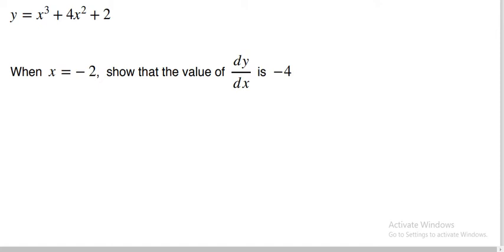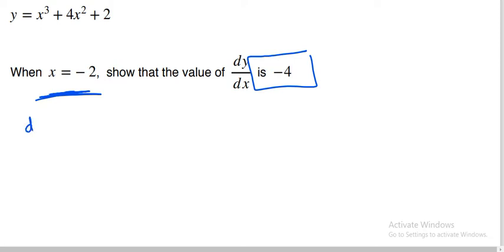In the last question we solved and we got dy by dx at x equal 1 is 7. Here we'll find dy by dx at x equal negative 2, but before solving we know that dy by dx will be negative 4. So if we got the answer negative 4, we can say that we are correct. If not negative 4, there is a mistake and we have to revise. In question 1 we got the answer 7, but we are not sure exactly if it's 7 or not.